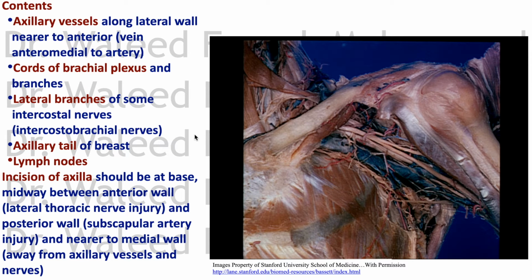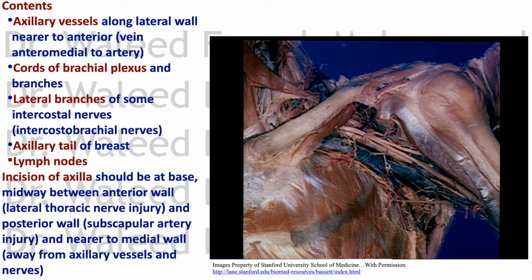The contents of the axilla are the axillary vessels, the axillary vein and the axillary artery. The vein is medial or anteromedial to the artery. Cords of the brachial plexus, as you can see here, and their branches. Lateral branches coming from the intercostal spaces, called the intercostobrachial nerves, supply the armpit, especially from the second and third intercostal spaces. Axillary tail of the breast, as we studied before in the thorax, and the axillary lymph nodes, we will study them in detail.